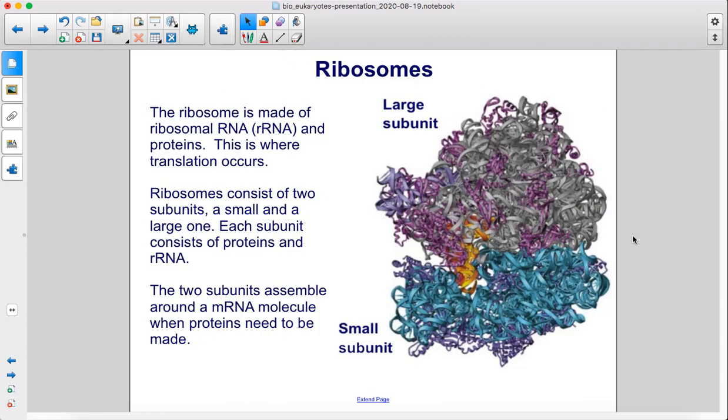The ribosome is made of ribosomal RNA, or rRNA, and proteins. This is where translation occurs. Ribosomes consist of two subunits, a small and a large one. Each subunit consists of proteins and rRNA. The two subunits assemble around an mRNA molecule when proteins need to be made.